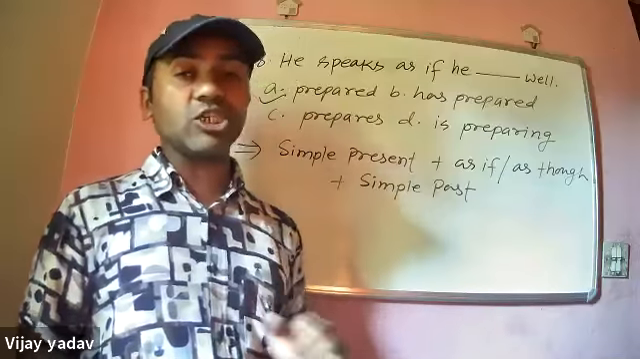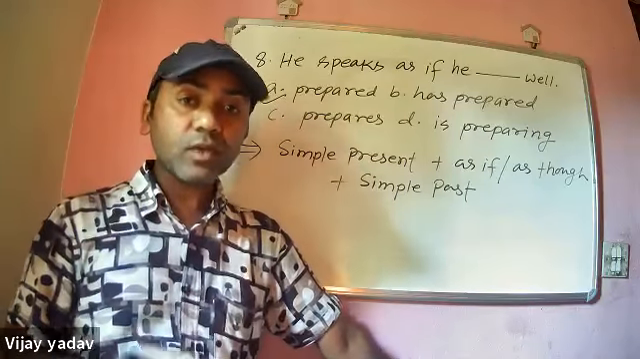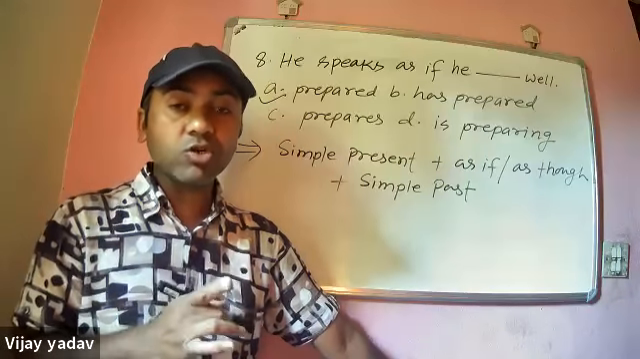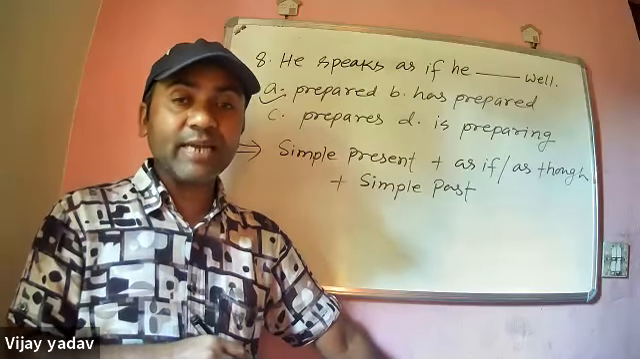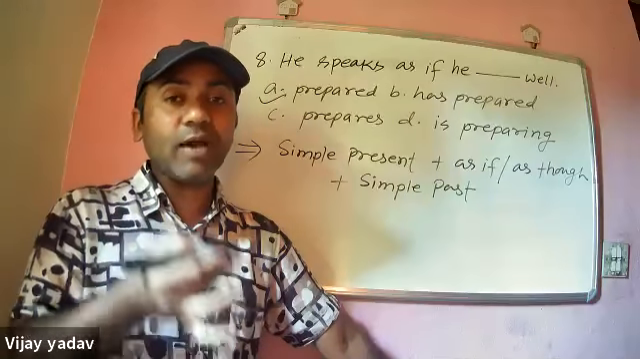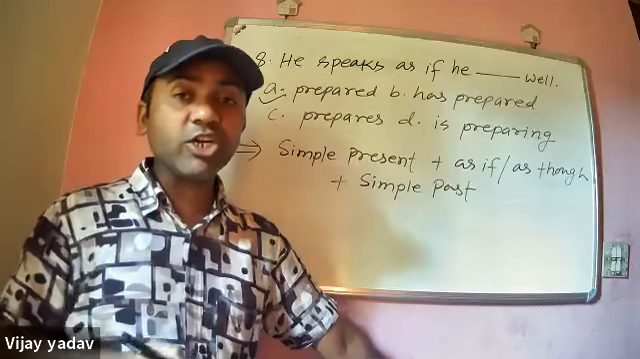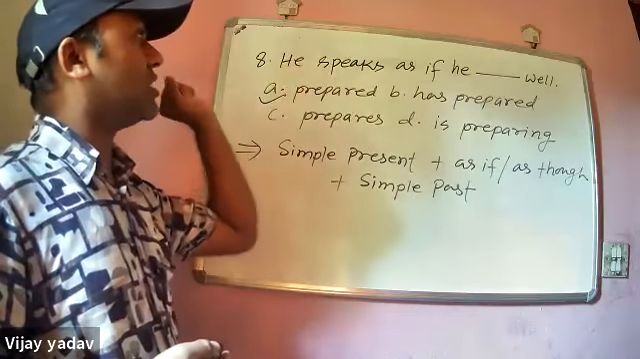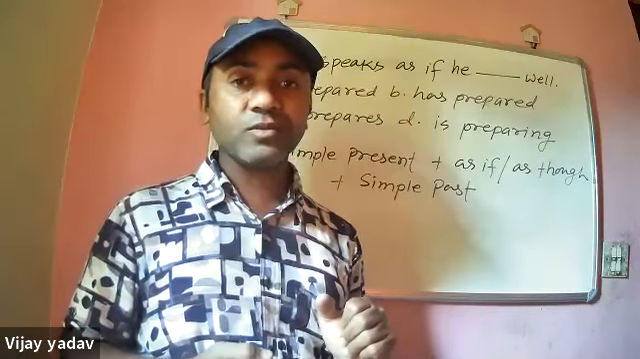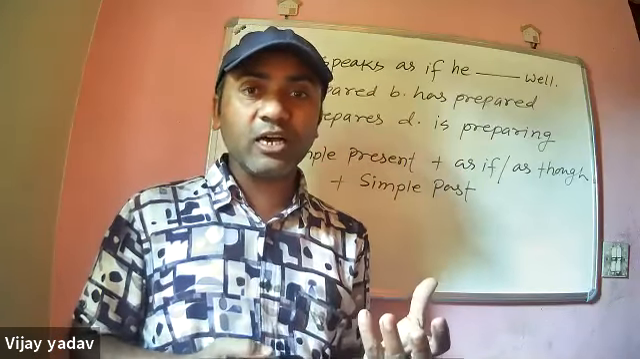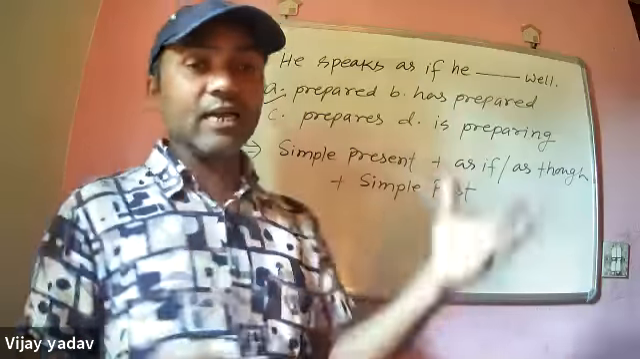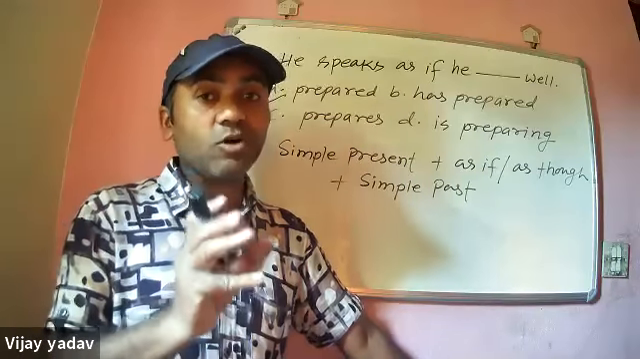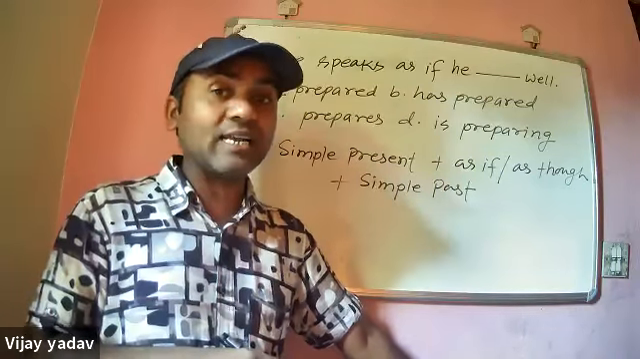And we use this structure in order to express doubt over the present action. If you have doubt over the present action, in order to show that doubt, we use this structure. He speaks as if he prepared well. Now, let's say he's giving the speech, or he's speaking, and you have doubt over the present action.